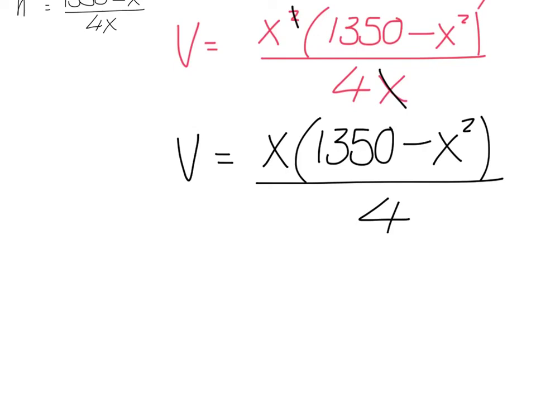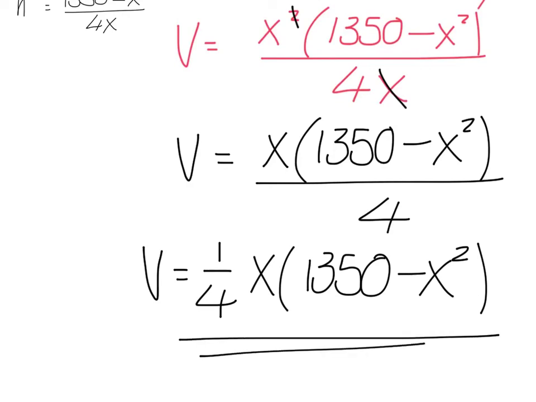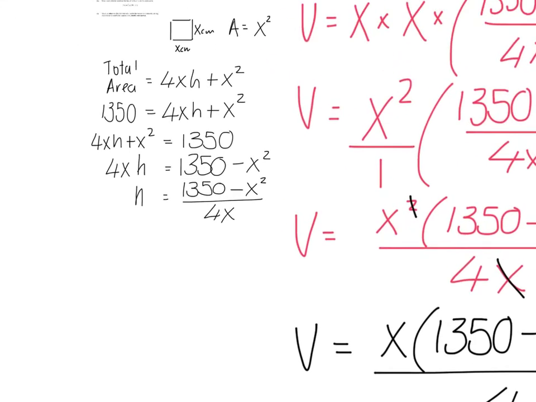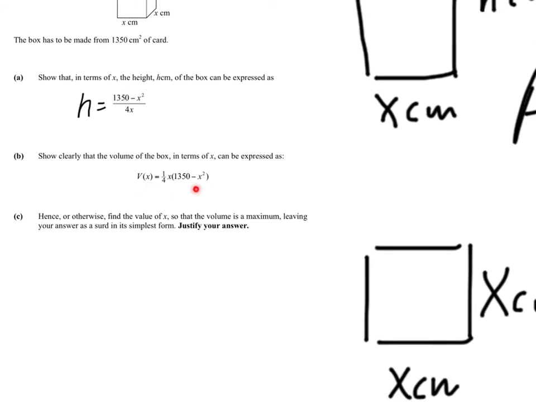If we look back to what we were looking for, it's not quite in this form. We have over 4 here, and we need to remember that dividing something by 4 is the same as multiplying it by 1/4. So that means we can rewrite this as 1/4 multiplied by the thing in the top, which is x bracket 1350 minus x squared. So that is exactly what we were looking for. So just look back to see that. Okay, so that's exactly what we were looking for in here.